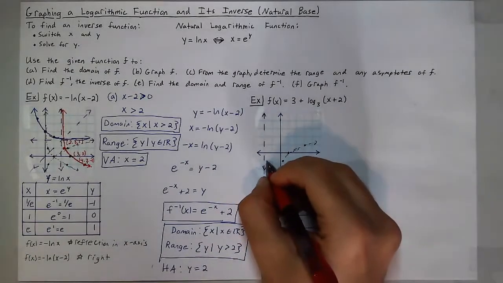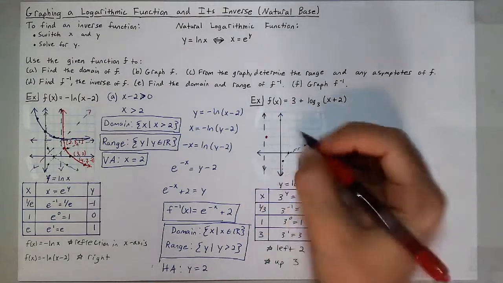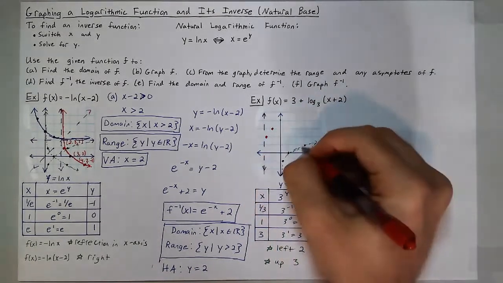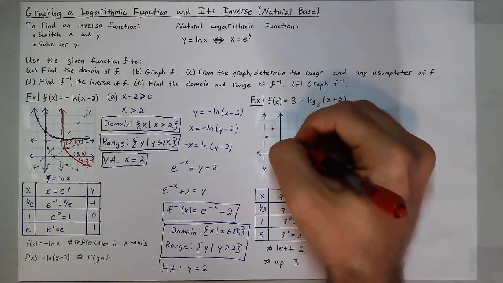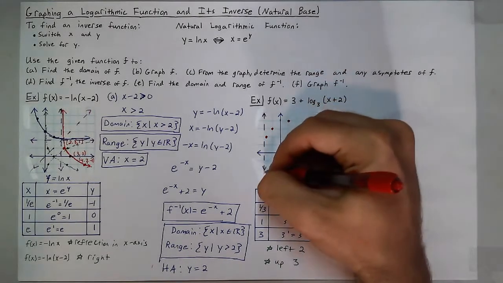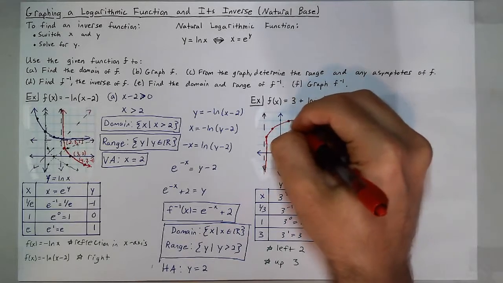So left 2, up 1, 2, 3. Left 2, up 1, 2, 3. Then left 2, up 1, 2. Left 2, up 1, 2, 3. And since I only had to deal with translations, that's what my graph looks like.